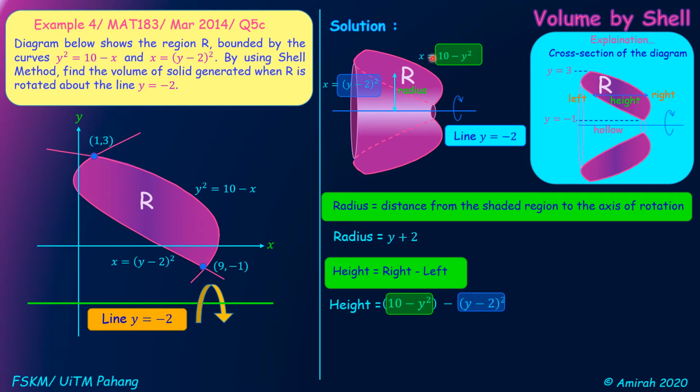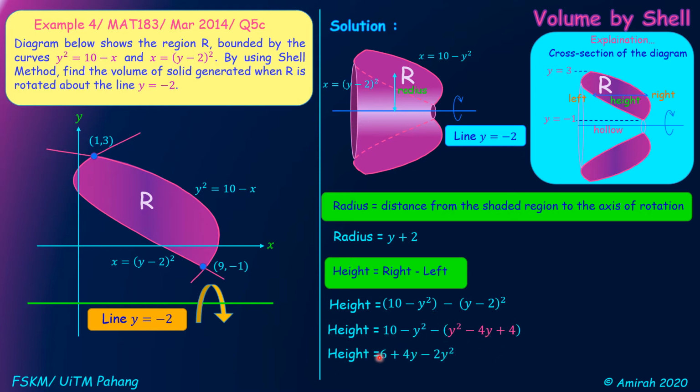Before we subtract, we must write x as the subject. Then we expand and simplify. So we get height equals 10 minus y squared minus (y squared minus 4y plus 4). From here we have a minus sign, so we must put brackets to avoid error. After simplifying, height equals 6 plus 4y minus 2y squared. So now we are done finding the radius and the height for the shell method.